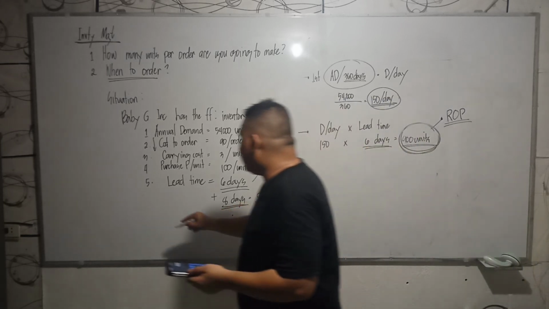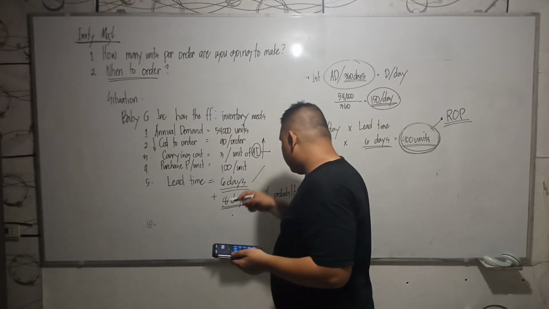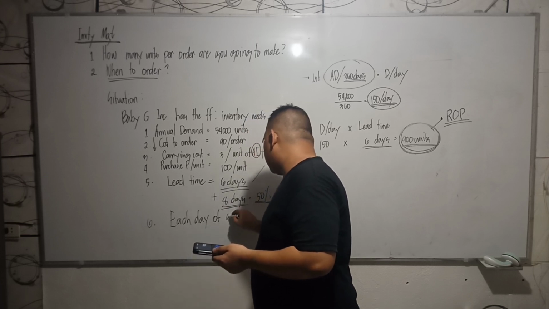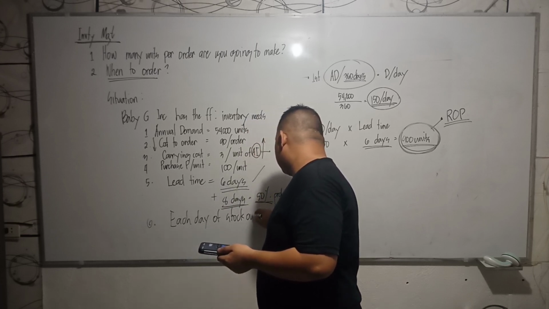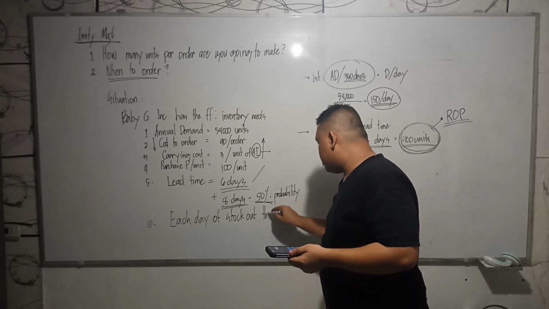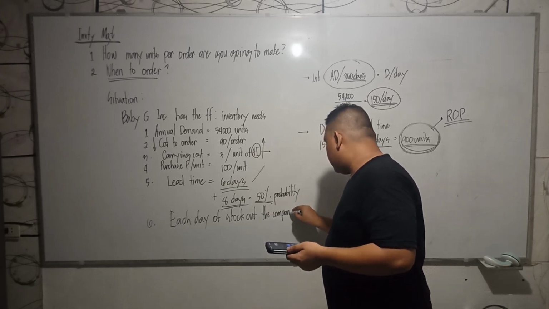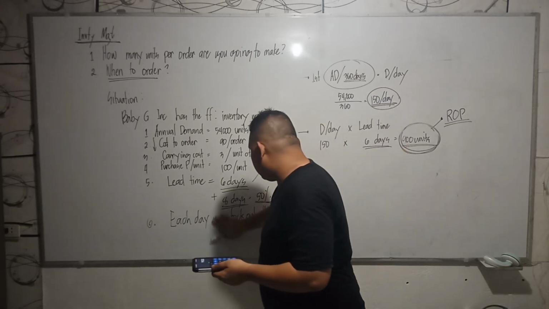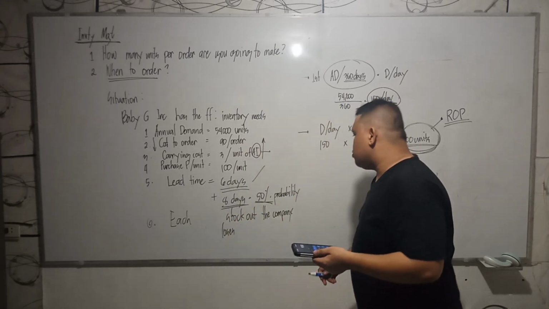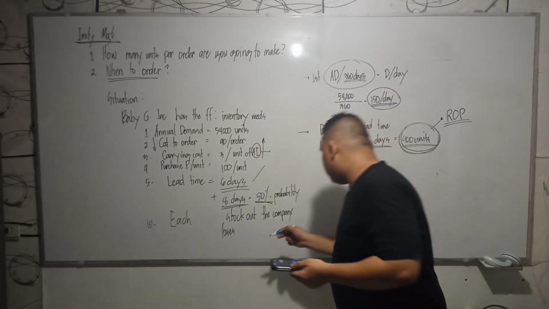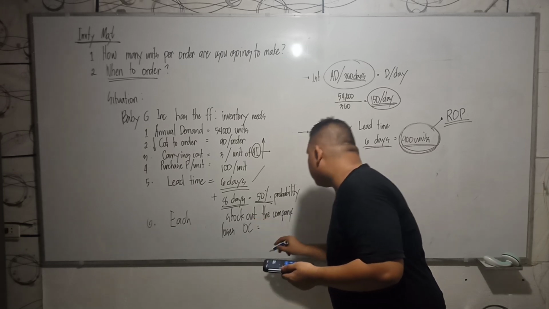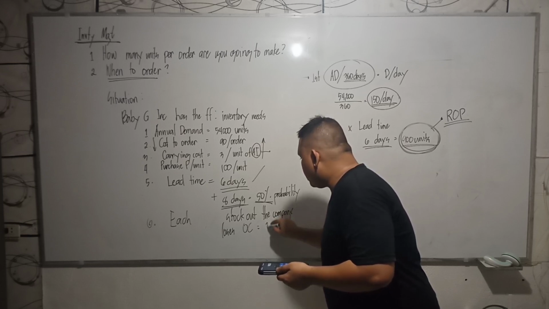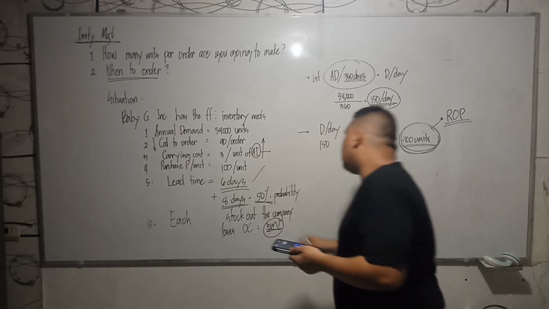Like for example, let's add another given. Each day of stock out, the company loses, due to opportunity cost, 3,000 pesos. So that's the opportunity cost.